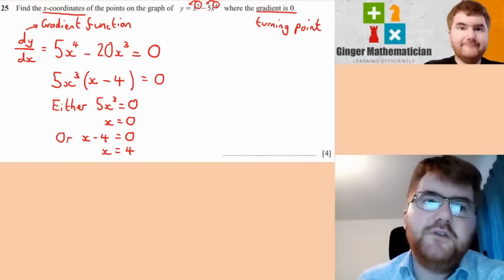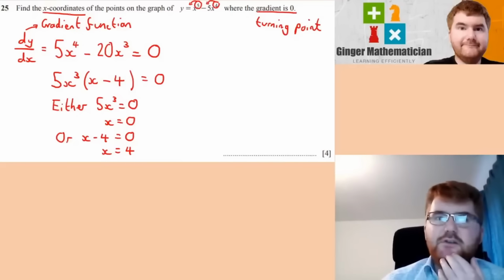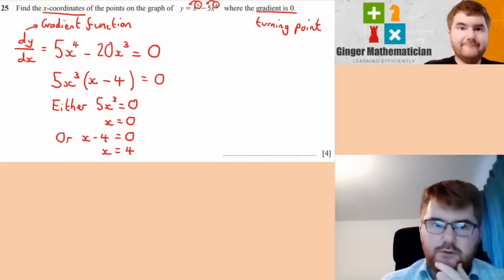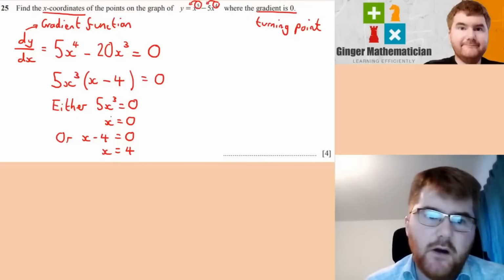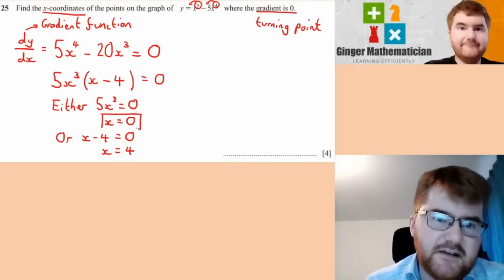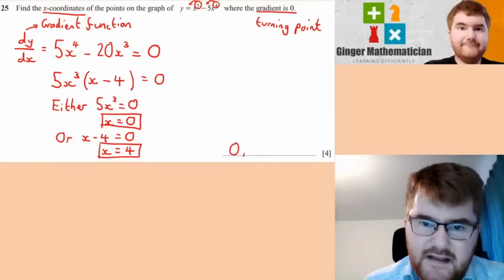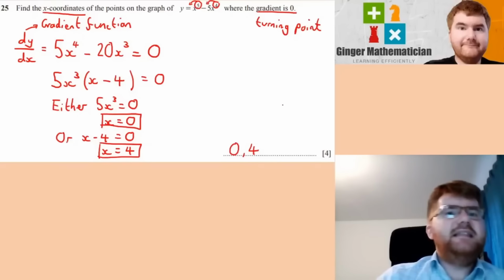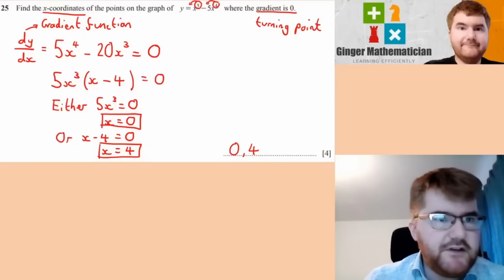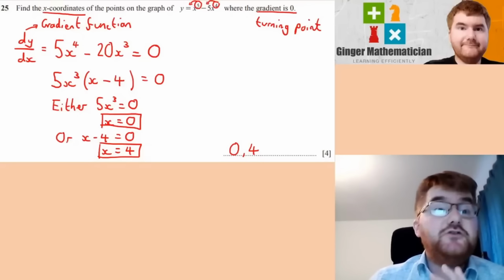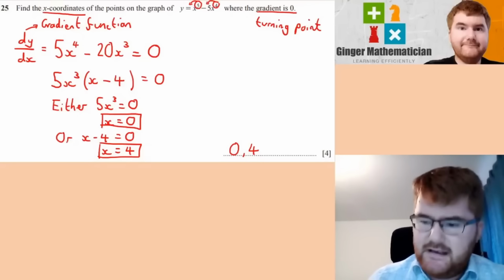And notice all they wanted for this question are the x coordinates. We don't need to work out the y coordinates in this case. So our answers here are x is equal to 0 and x is equal to 4. So we write that in. However, in our next question we're going to look at on a Paper 2, they sometimes ask you for the actual coordinate itself. Let's look at that now.